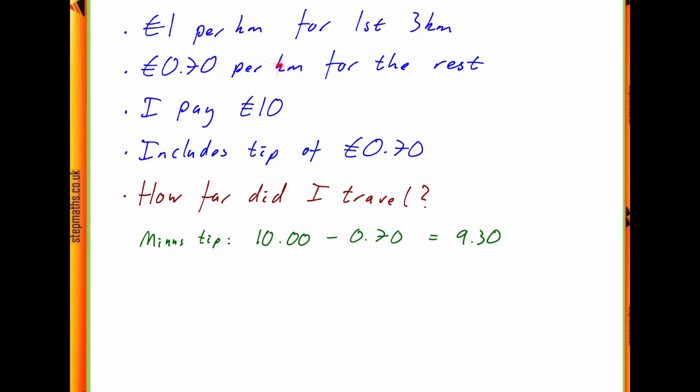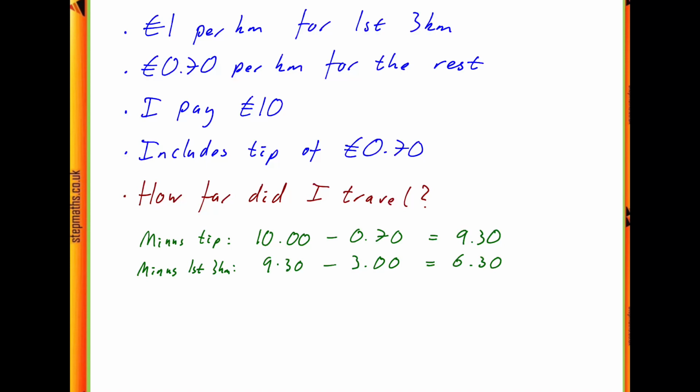Which is the only bit that's going to require work, because this says it would be 3 kilometres. This one we'd have to work out. So okay, if we just subtract another €3, then that leaves us 6.30, which must have come from travelling at the rate of 70 cents per kilometre.